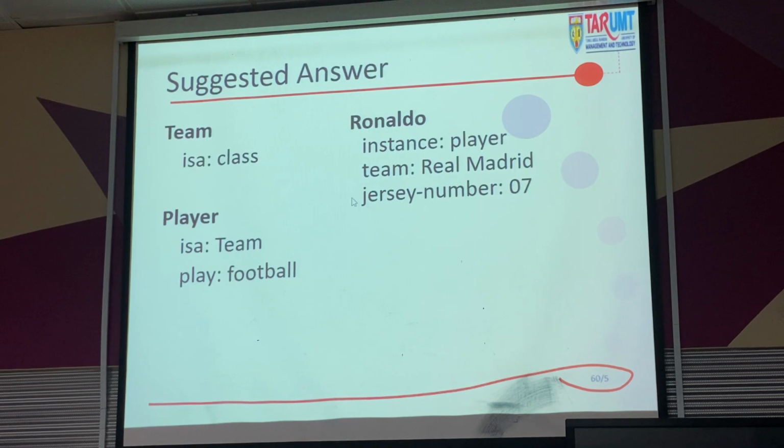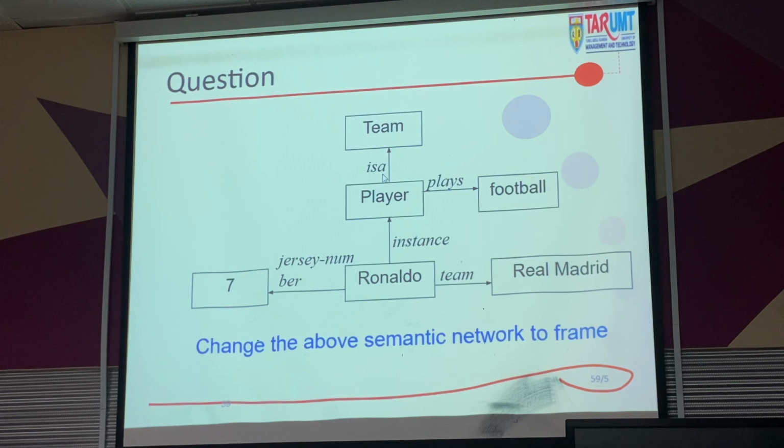After you create the 3 frames here, then you can put what is team. Team is actually a superclass. So what is player? Player is actually a subclass of team. So what are the properties under the player? What is the property of a player? Football.